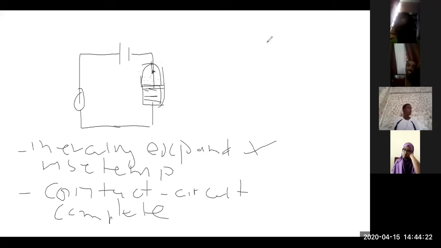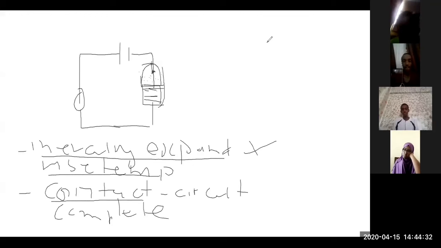If I'm going to mark the question, or whoever is going to mark the question, they are going to look at mercury, which is going to expand due to temperature rise. Then we're going to look at whether you have the word contact somewhere, because there must be contact and completion of the circuit. So from that point, you can struggle with the English and then make sense.